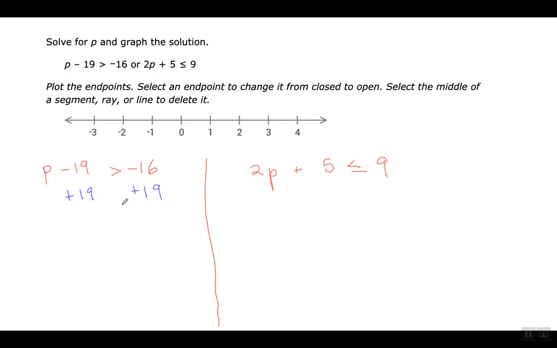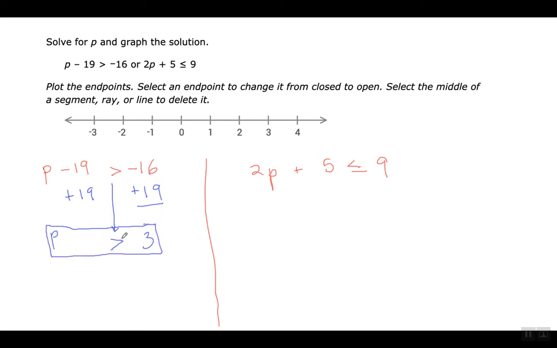Estaba diciendo que cuando tienen inequalidades, lo principal que siempre tienen que tener en mente es tener cuidado si multiplican o dividen los dos lados de la inequalidad por un número negativo. Si hacen eso, recuerden que el signo cambia de direcciones. Todavía no lo hemos visto, pero viene pronto en algunos problemas.